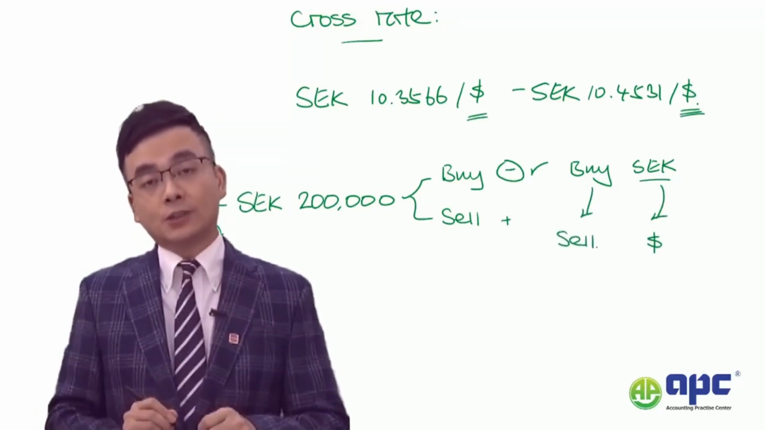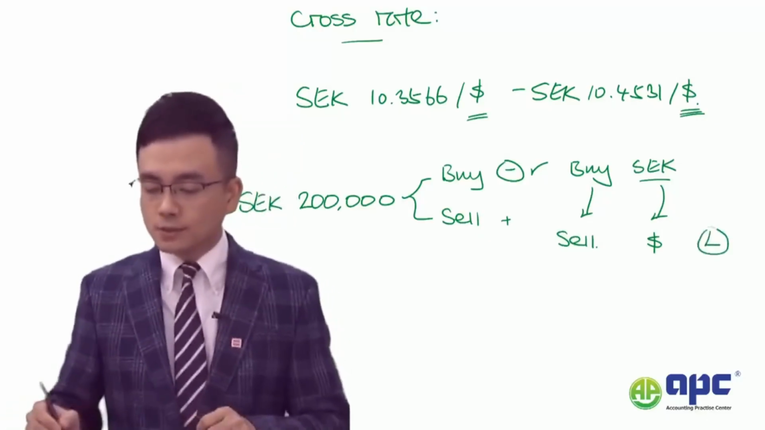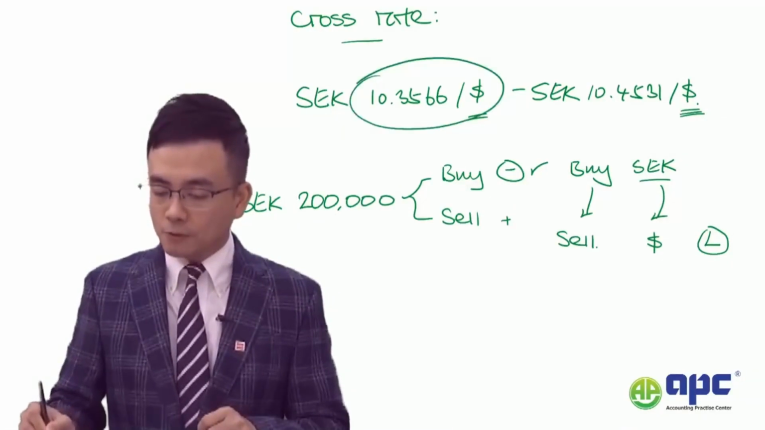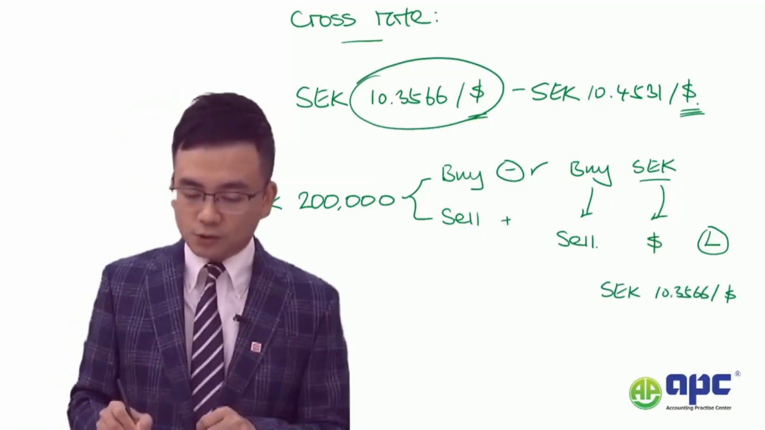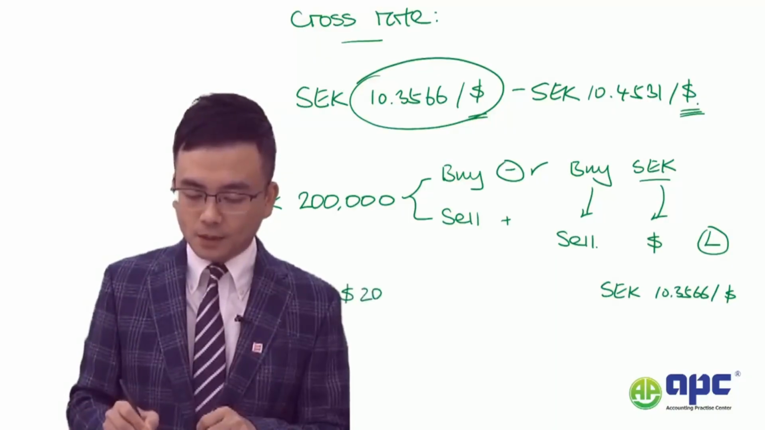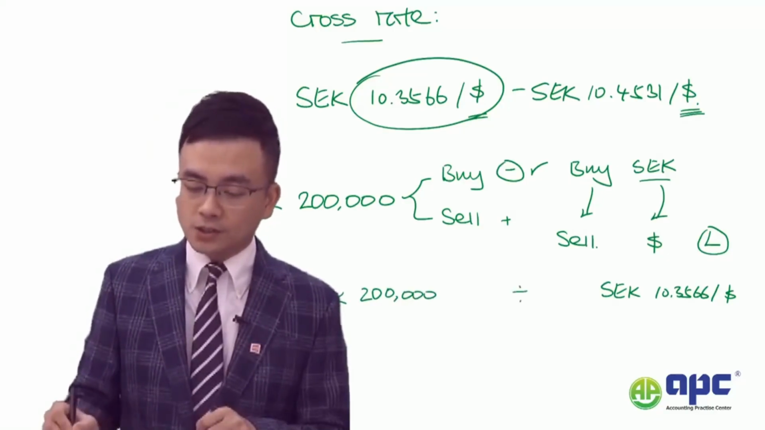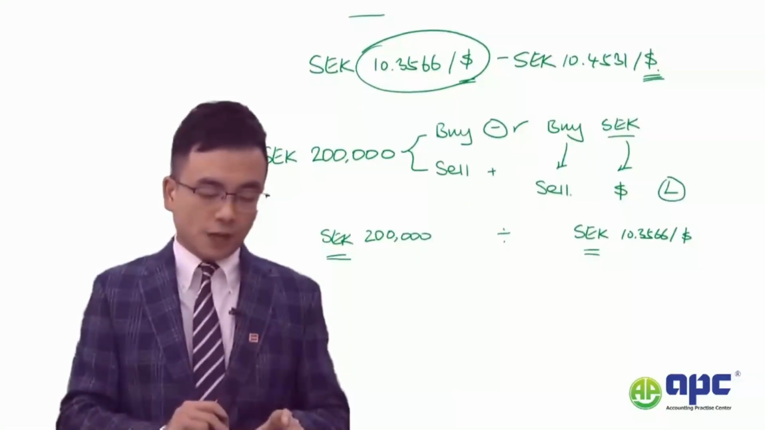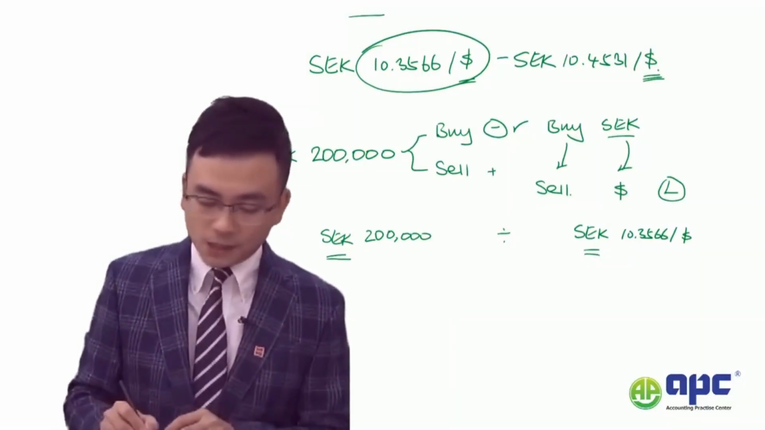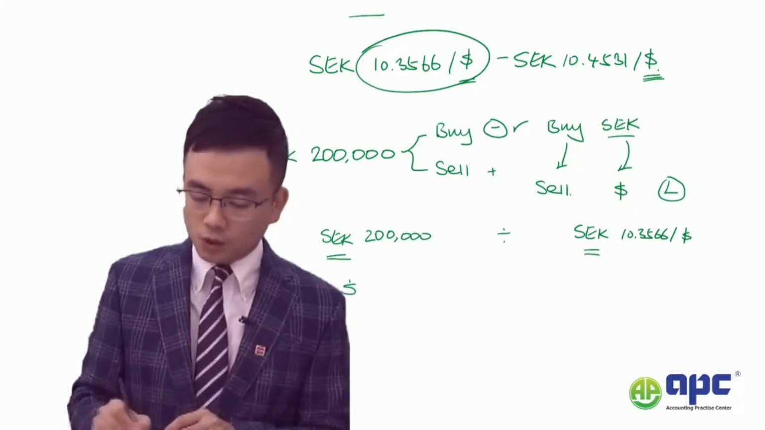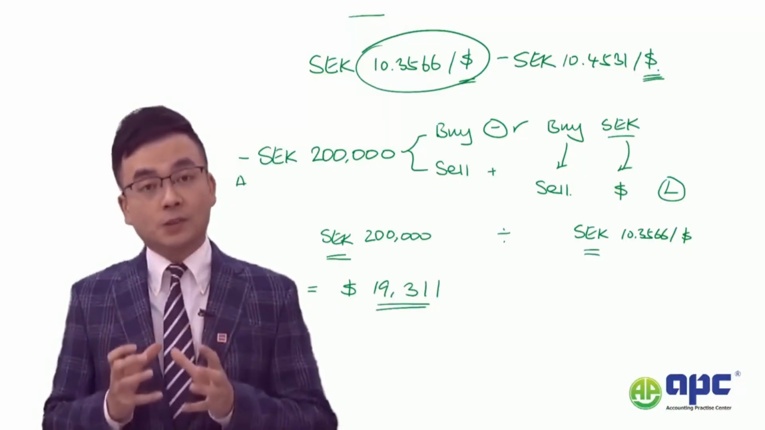We always lose, so this means that we'd like to sell at the low price here of 10.3566. Because the amount due will be 200,000 SEK, the first currency is the same, so therefore I would like to use divide. So I'd like to use 200,000 over 10.3566, and that would give me $19,311.